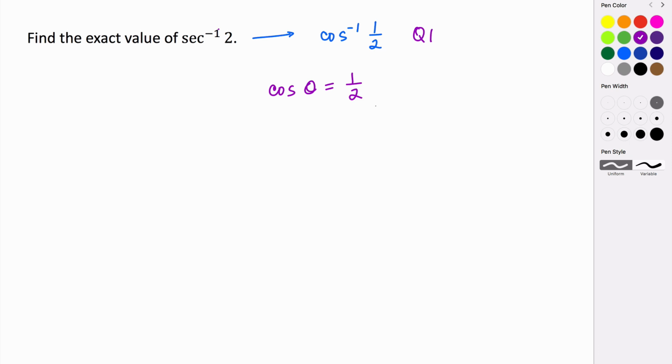Well, if you think about the measures on the unit circle, the cosine is 1/2. Remember, the cosine is the x when the ordered pairs are 1/2 comma rad 3 over 2. And this happens at an angle of theta being pi over 3. So at pi over 3 radians, this is true. So that means that the secant inverse of 2 is going to be pi over 3, which is the same as the cosine inverse of 1/2.